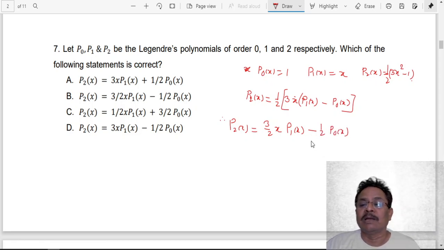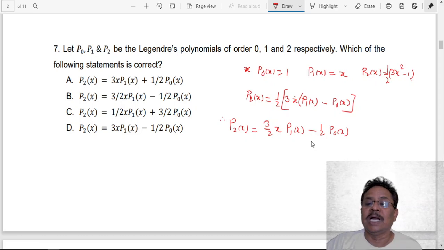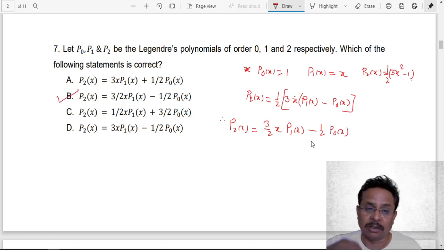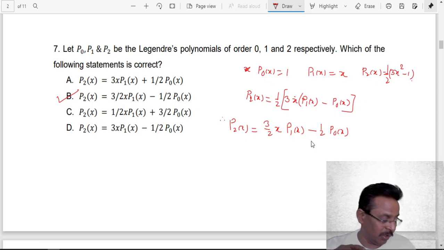So from the simple calculation, P0 of x is equal to 1, P1 of x is equal to x, P2 of x is equal to 1 by 2 times 3x square minus 1. I have just written the equation of P0x and P1x in this equation for P2x, and therefore I got this relationship: P2 of x is equal to 3 by 2 times x into P1 of x minus 1 by 2 times P0x. Therefore option B is the correct option for question number 7, as we have mentioned here.